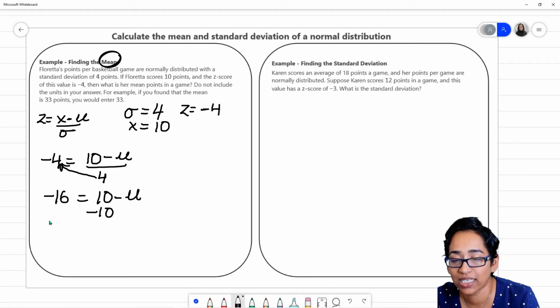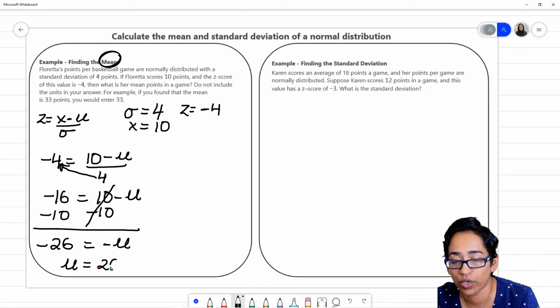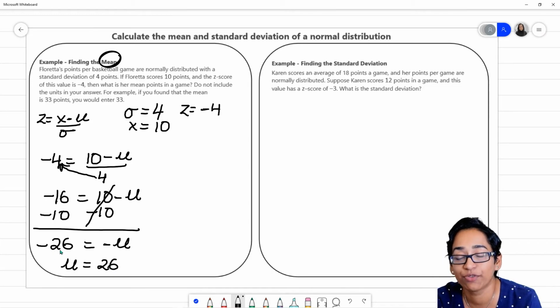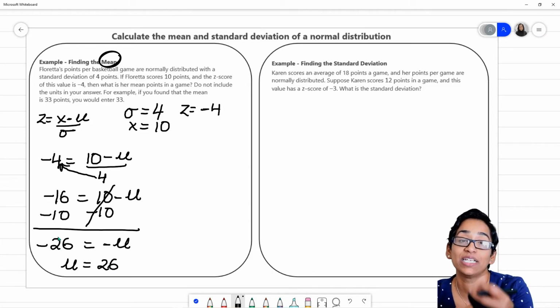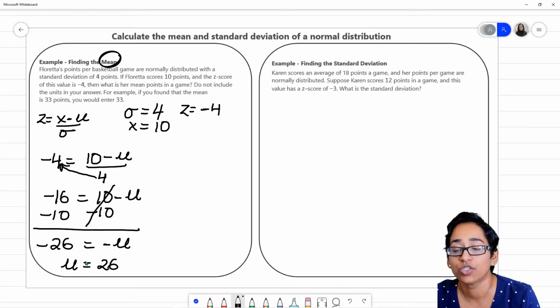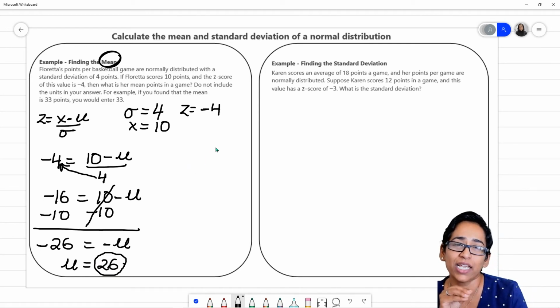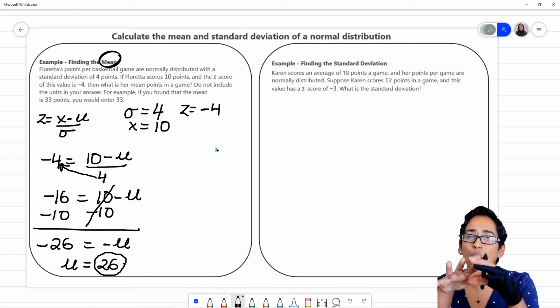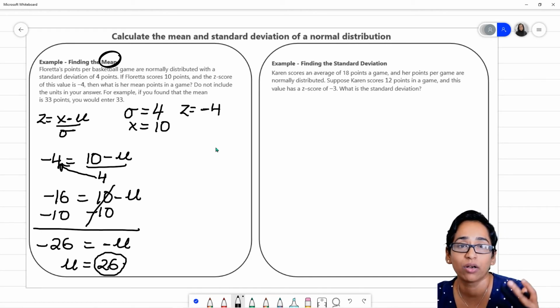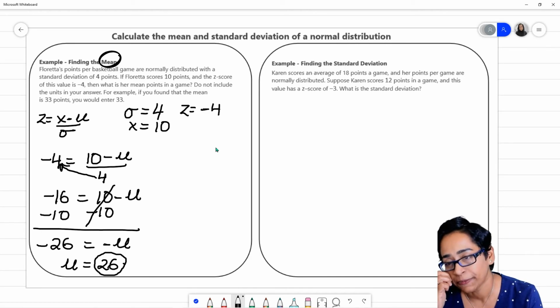I subtract 10 from both sides. What do I end up with? Negative 26 is equal to negative mu. That means mu is equal to 26. Please don't say it's negative 26, because you don't make negative 26 points in a basketball game. So your answer is positive 26. So on the average, Floretta makes 26 points, but that day she scored 10 points. That means she scored way below her regular, or the average, points that she scores.